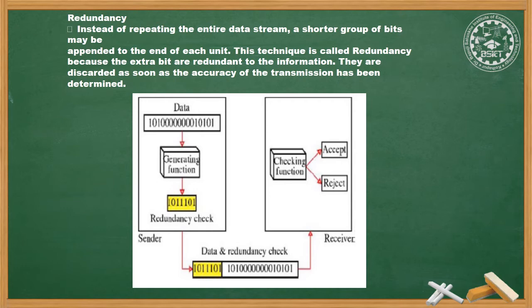So what is redundancy? Instead of repeating the entire data stream, a shorter group of bits may be appended to the end of each unit. This technique is called redundancy because the extra bits are redundant to the information. They are discarded as soon as the accuracy of transmission has been determined. So now we are adding some extra bits to the information.